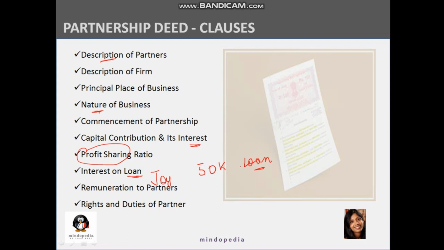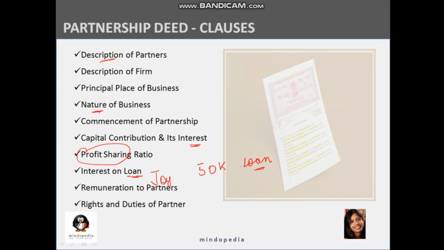Remuneration to partners. Remuneration means salary. Suppose one partner is putting in more efforts in business and the other one is not able to put in that much of a time, and the profit sharing ratio is 1:1:1. तो फिर क्या होएगा? To compensate for that, both the partners may decide to provide certain remuneration to the extra working partner.